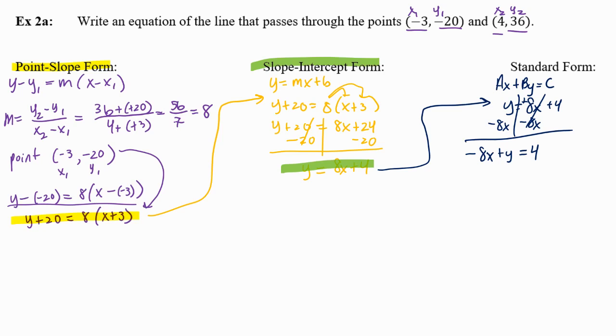Now, a happens to be -8, b is a positive 1, and c is 4. Those are all integers. The only issue here is that a needs to be positive. So the easiest way to make that -8 positive is to multiply the whole thing by -1. So we'll distribute. -1 times -8x will give me 8x. -1 times y will give me a minus y. And -1 times 4 will give me a -4. We wanted standard form. There it is.